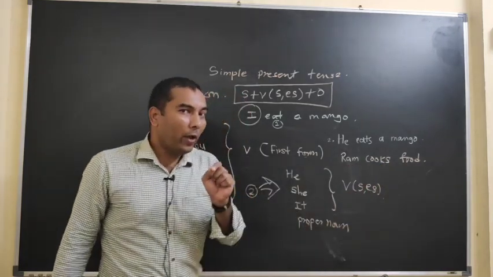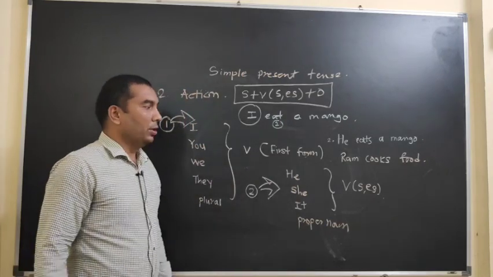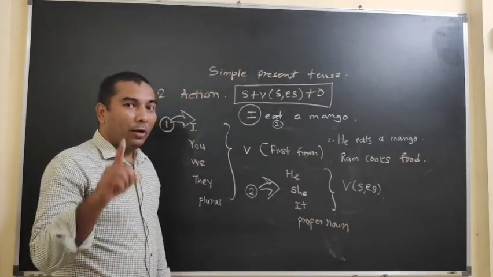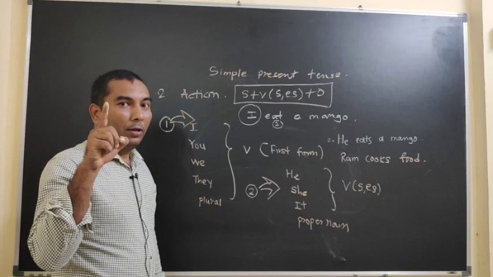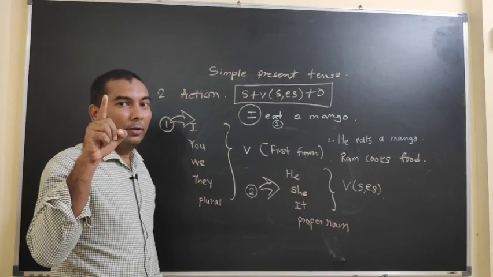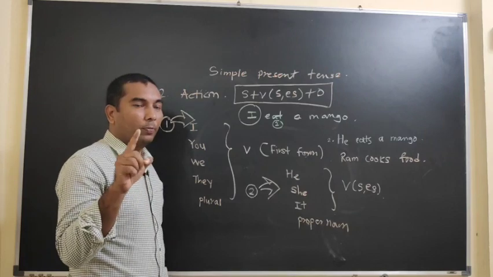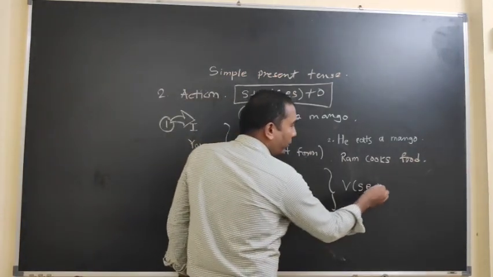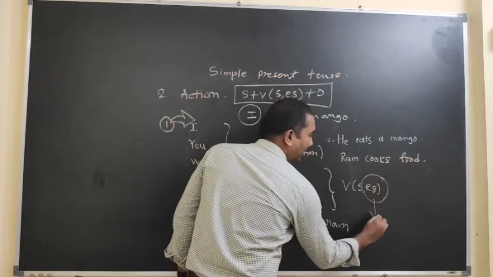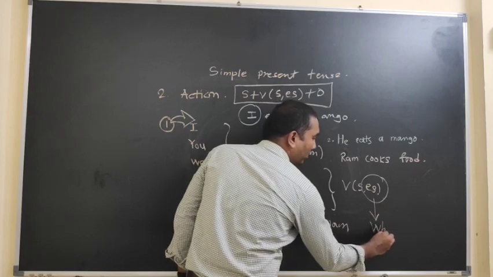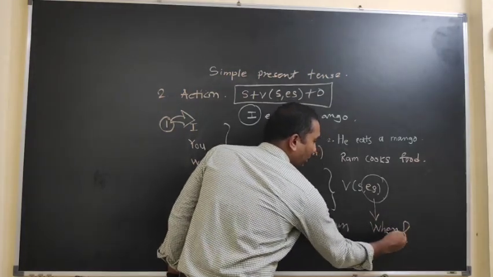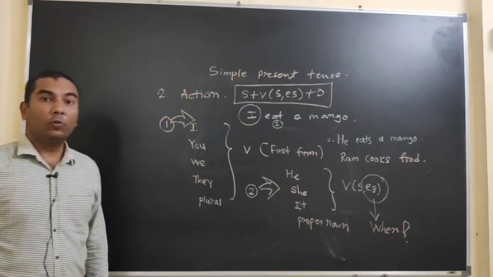Now I give you one challenge. You have to tell me on mobile, we can say in a mobile message or in the comment section of YouTube, when we can use es in the verb, when we can use the es in the verb.